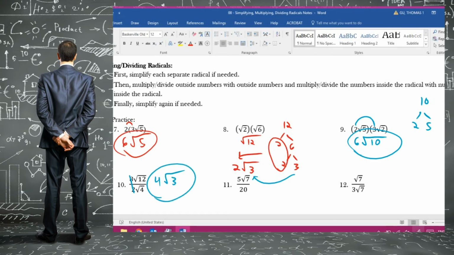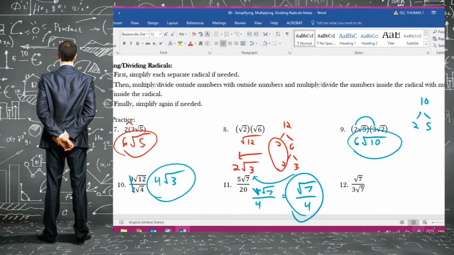Number 11, remember, outside can be simplified. 5 over 20, let's simplify that. If I divide 5 by 5, that would be 1. And if I divide 20 by 5, that would be 4. And then square root of 7 is still on top. 1, I don't really need to write that. It's an invisible number. So my final answer would be square roots of 7 over 4. And lastly, number 12. Remember, we can divide inside by inside.